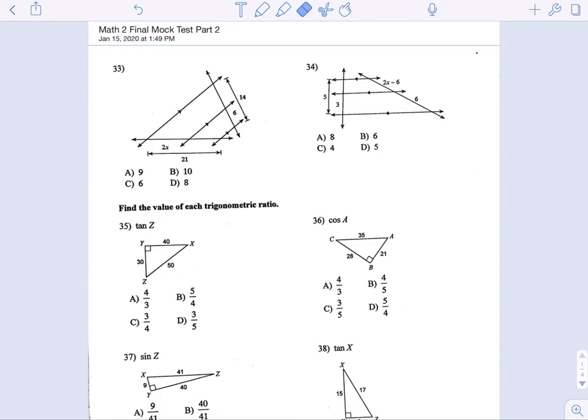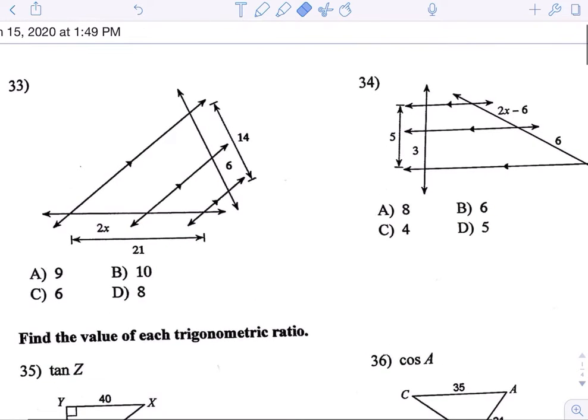Alright, here's the second part for the mock final, you guys. Now, here's number 33. So, remember, when you guys do this problem, you have to take these types of proportions. So it'd be A over B is equal to C over D. Now, the only problem is we need to find what our B and C values are.